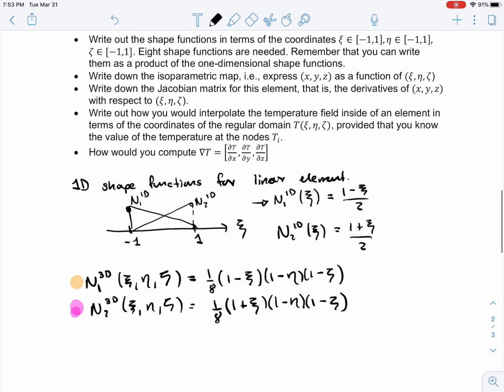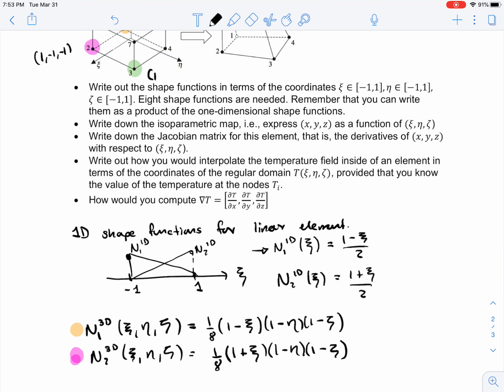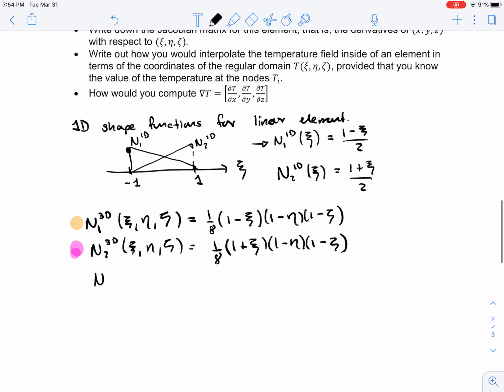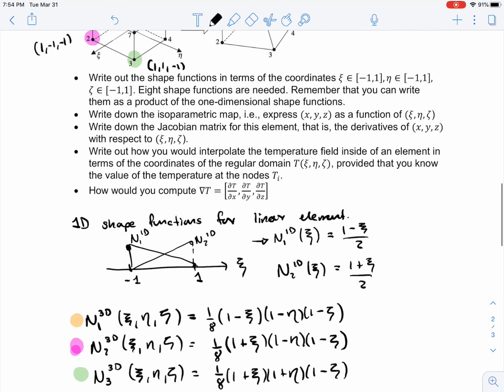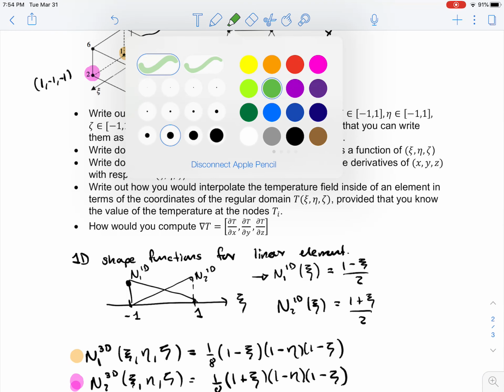Then the third node right here has coordinates 1, 1, -1. So you probably can guess that you will need the second shape function in terms of xi, the second shape function in terms of eta, but the first shape function in terms of zeta. And that's that guy right there.